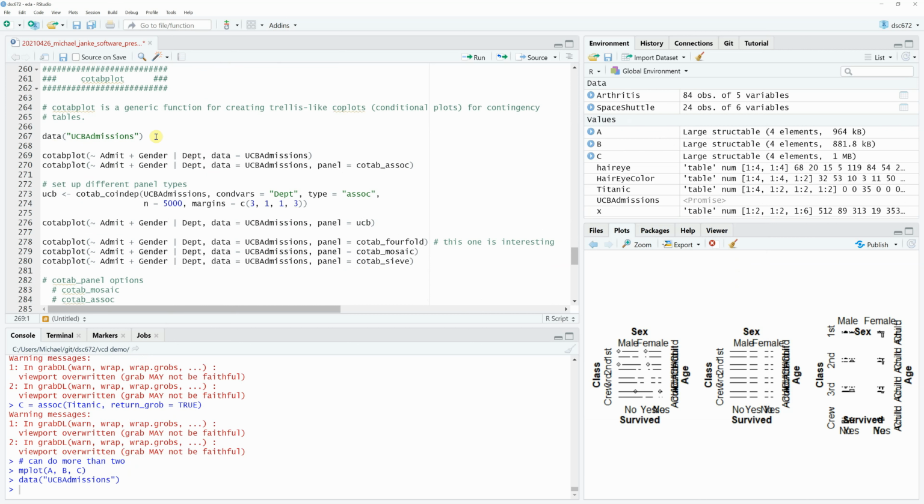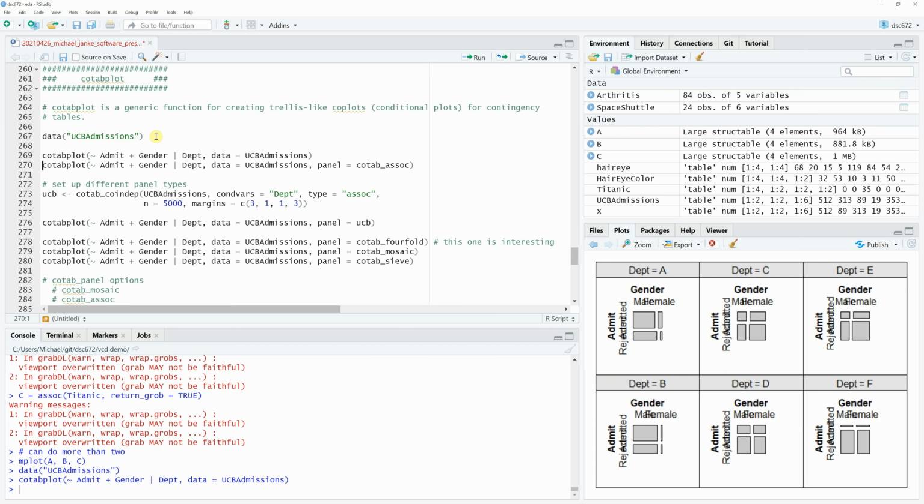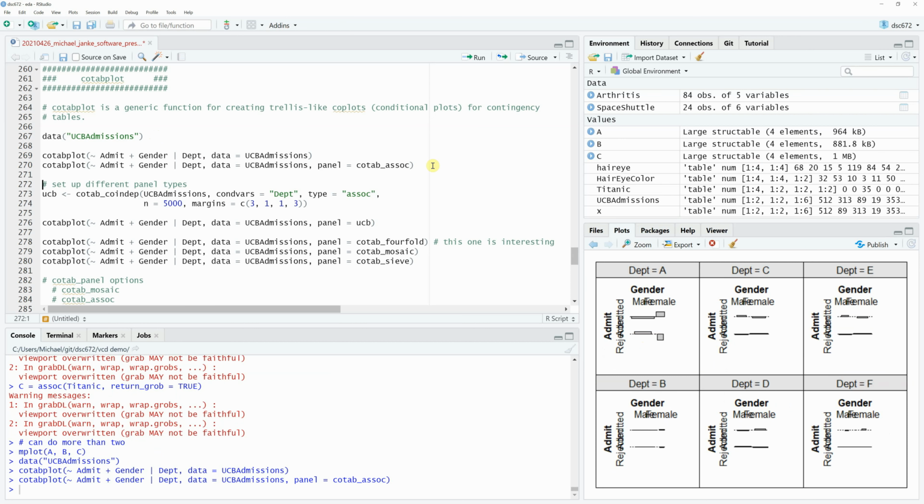Using UCB admissions again, here we can do a plot where we're comparing admissions to gender by department. To the right of the pipe is what's telling us how to divide this plot. So department A through F, and it looks like by default we get a mosaic comparing rejected to admitted. We can change that to an association plot. We see that like we saw earlier, but for all 6 departments.